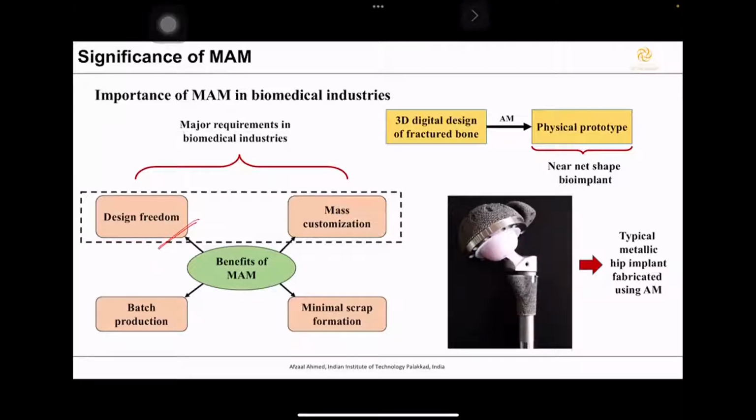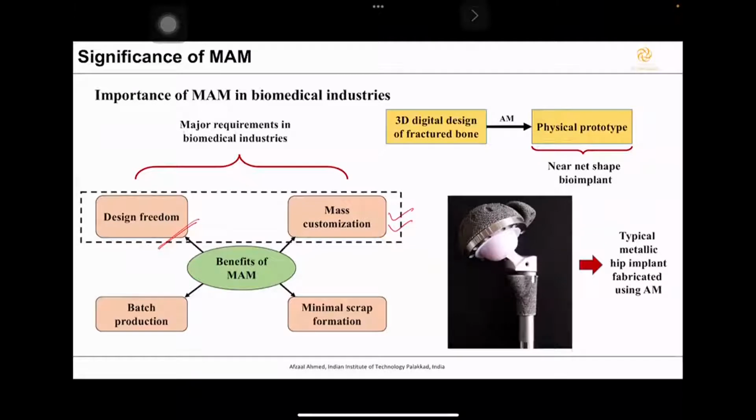Then mass customization, definitely, because not every accident is the same. Let's say a cortical bone fracture has happened. Now that cortical bone fracture can happen in 100 different ways. One person has met an accident with a cortical bone fracture from the middle, let's say, with a 45-degree inclination, but another person has faced just the chipping of cortical bone where you need a repair. So these are very customizable implants.